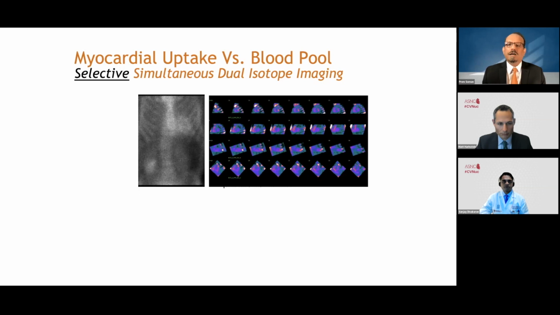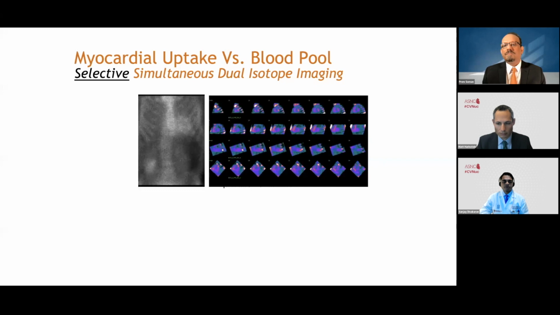Now, this requires a CZT, a solid-state camera. And the need for a solid-state camera is because solid-state imaging, because of its much better KEV discrimination, allows dual isotope imaging with thallium and PYP.